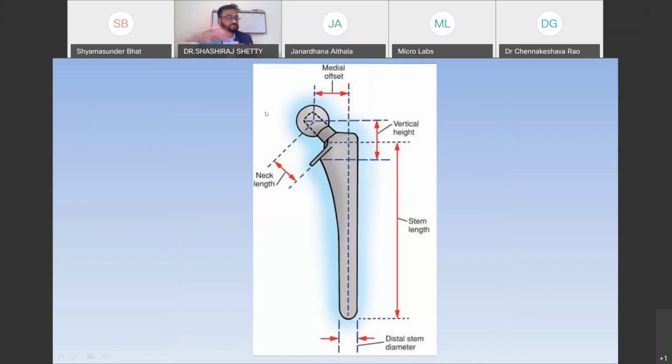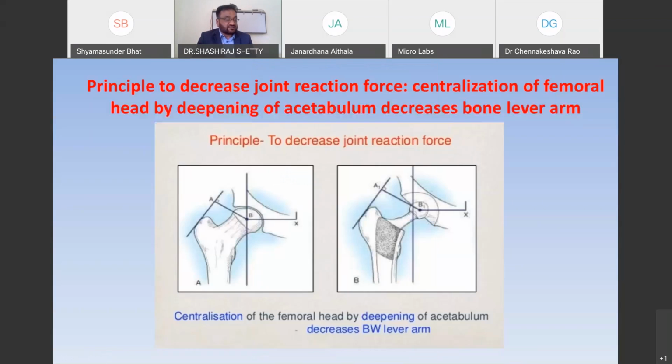Principles to decrease the joint reaction force: centralization of the femoral head by deepening the acetabulum decreases the body lever arm. Increasing the neck length and lateral reattachment of the trochanter lengthens the abductor lever arm. The size of the taper influences stability by affecting the head-neck ratio. A larger head-neck ratio increases the range of motion with lesser chances of impingement. Narrow neck tapers are also stable.